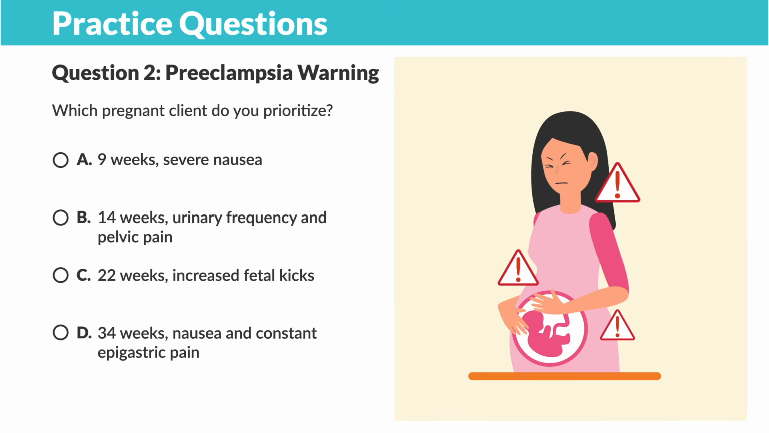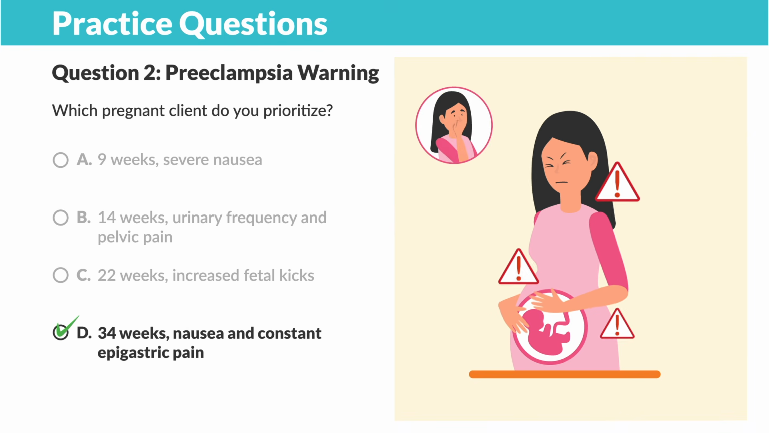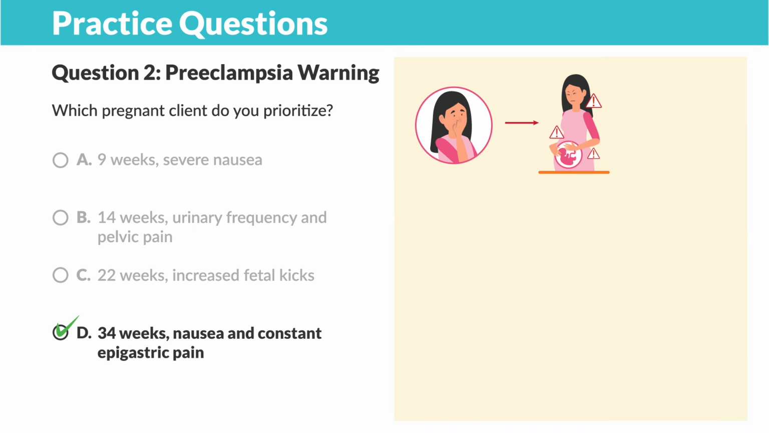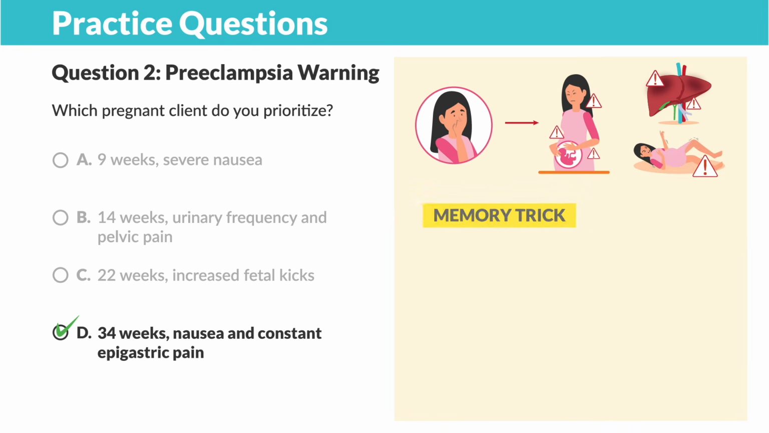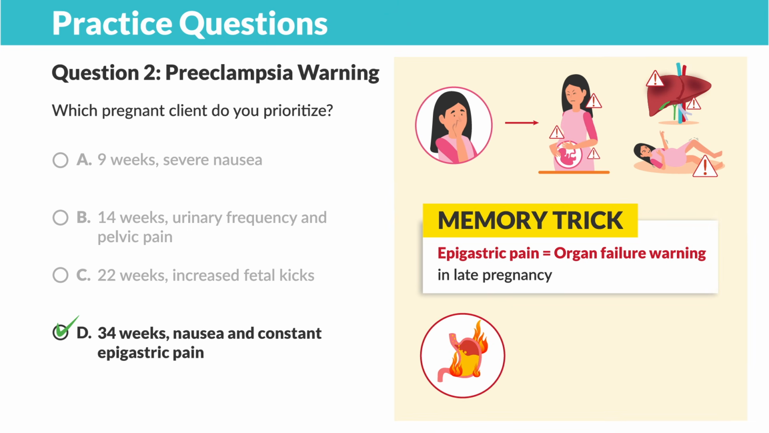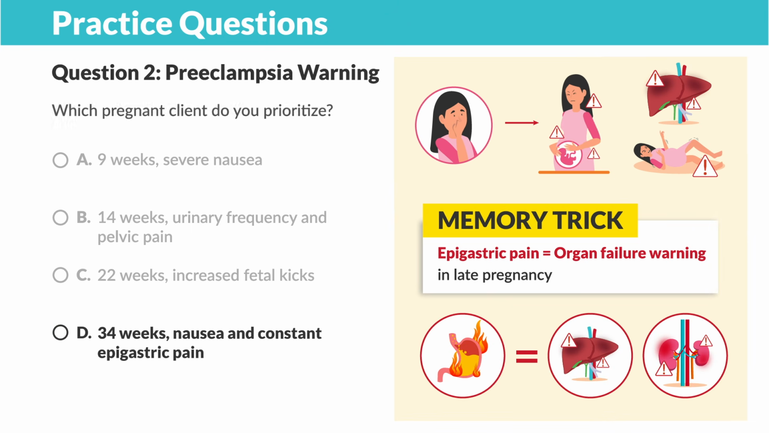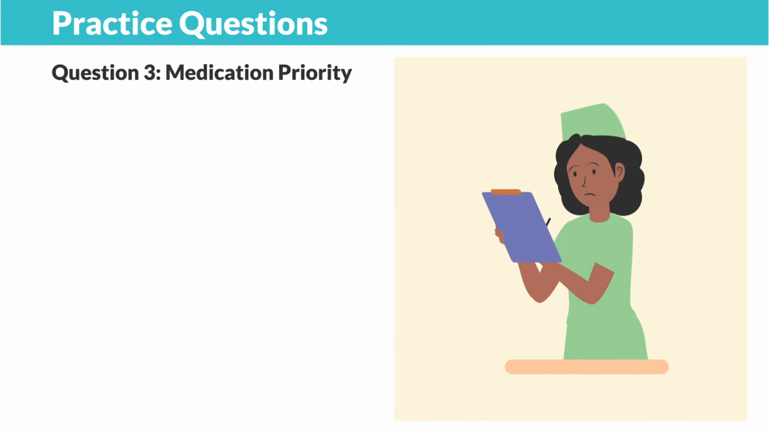Well, always ask yourself, who dies first or who's at most risk for harm? Well, in this case, the answer is D. The epigastric pain could mean preeclampsia, fancy words for high blood pressure, which could risk the pregnancy. This is actually a sign of liver involvement and possible seizure risk. So remember, epigastric pain could indicate organ failure warning in late pregnancy. All right, now let's move on to question number 3.